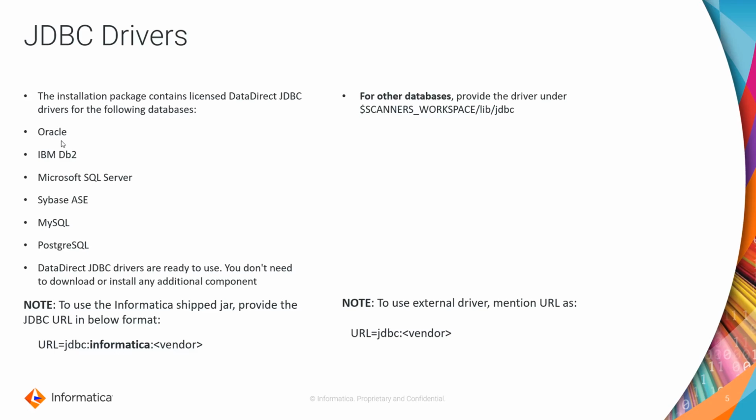And to use the Informatica shipped jars, in the URL you need to provide a keyword called Informatica after JDBC. And for other databases for which we don't provide the jars, you need to get the jars from the vendor and put it into the scanners underscore workspace, lib, and JDBC. And to use the external drivers, you don't have to provide the Informatica keyword in the URL. It will automatically pick the drivers from this location. And if you provide the Informatica keyword, then it will automatically pick the jars from the Informatica shipped location.